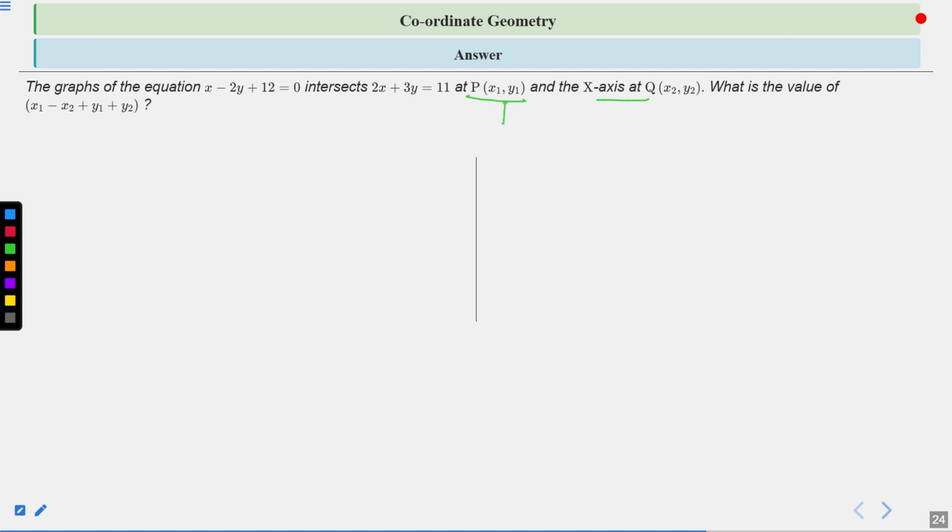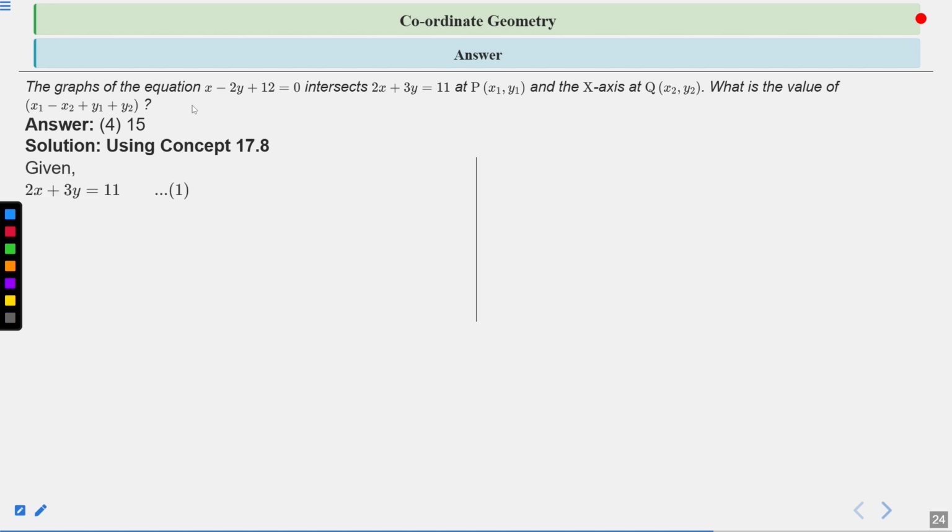So first we need to calculate the coordinates of P(x1, y1) and Q(x2, y2). Then we put the values in the given expression and we get our answer. So the correct answer of this question is the fourth one, which is 15. Now see the detailed solution using concept 17.8 in this question.